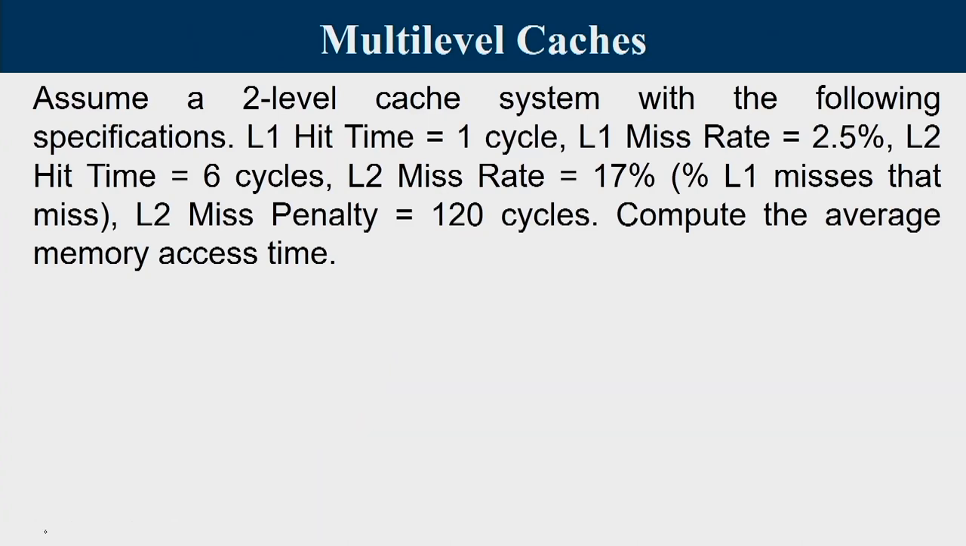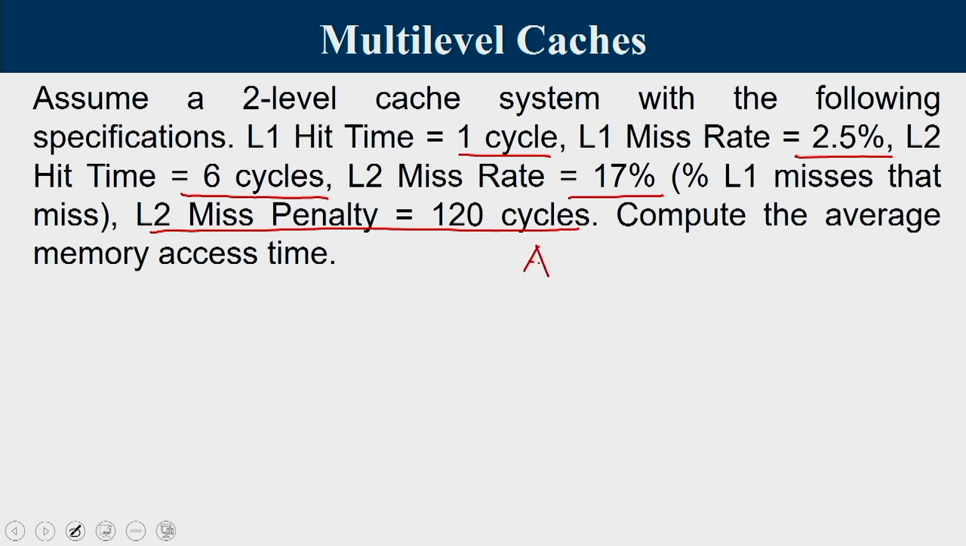So, assume a 2-level cache system with the following specifications. L1 hit time is 1 cycle, L1 miss rate is 2.5%, the hit time of L2 cache is 6 cycles and with a 17% miss rate. This 17% is defined as percentage of L1 misses that miss in L2. Now, miss penalty of L2 is 120 cycles. Compute average memory access time.